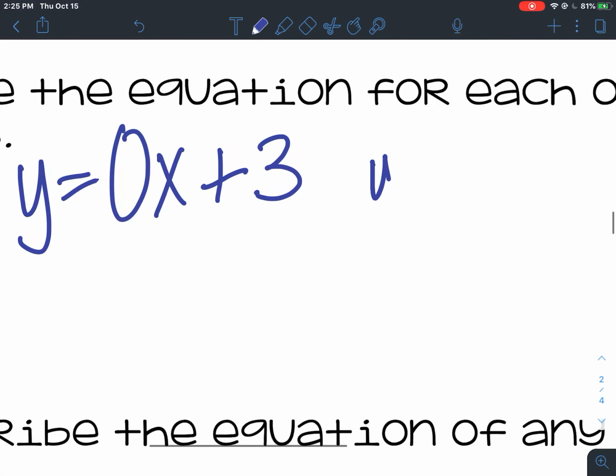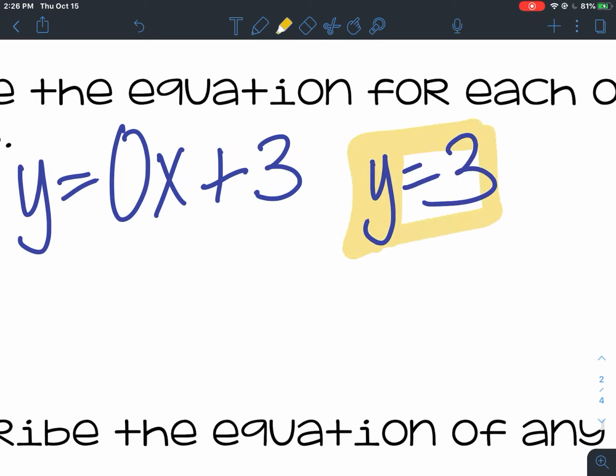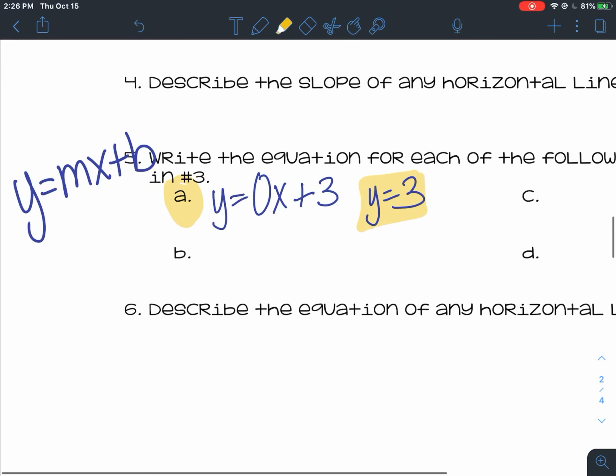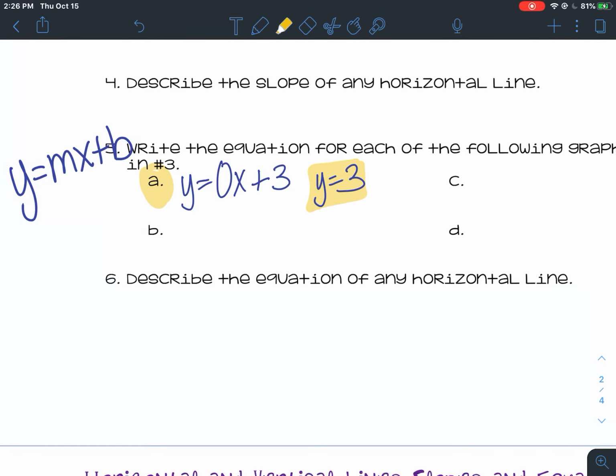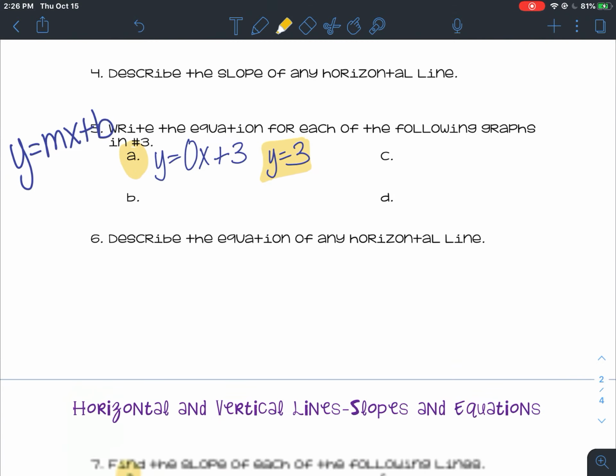Okay. Simplified, y equals 3, because 0 times any number is 0, so it doesn't mean anything. I can get rid of it. y equals 3. Do the same thing for C, B, and D, and then describe the equation of any horizontal line using your answers from number 5.